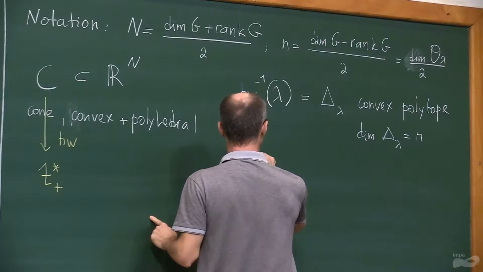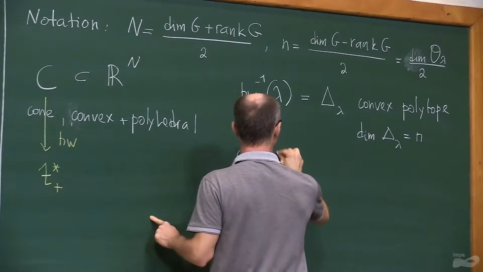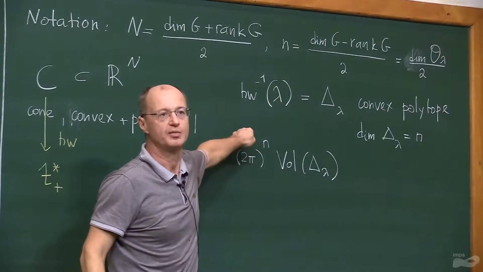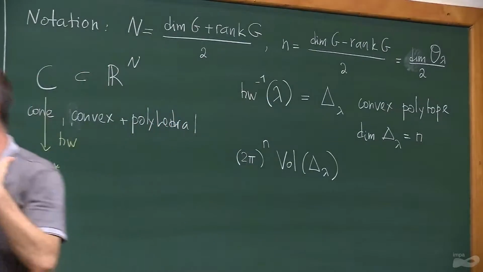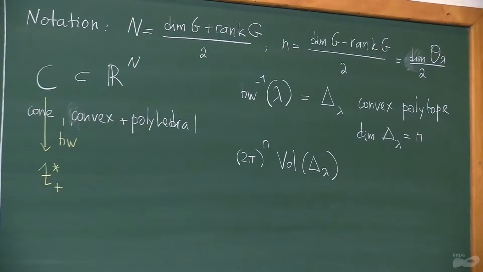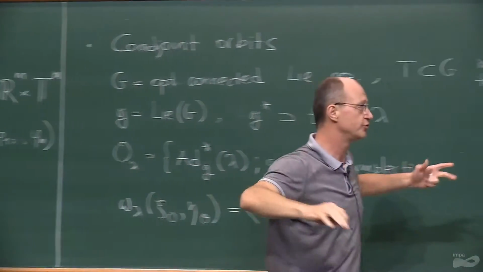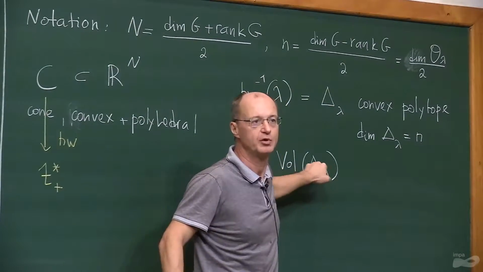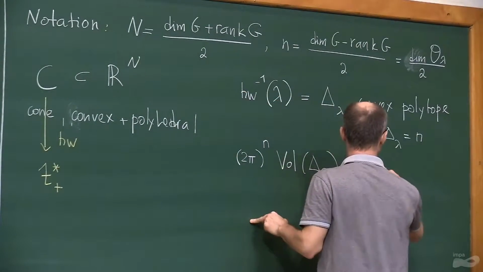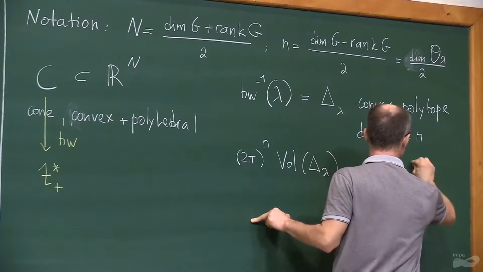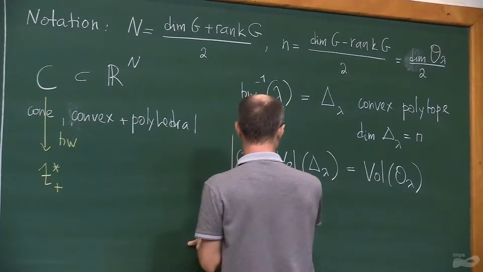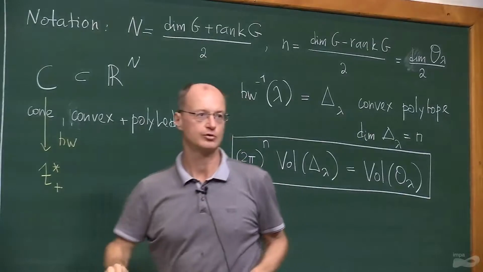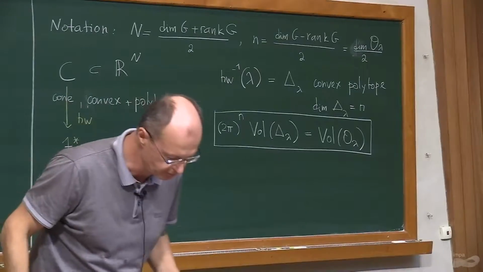And so we have the following equality. 2 pi to the power n, which of course comes eventually from the volume of the torus on the future chart, multiplied by the Lebesgue volume of the polytope, exactly equals the volume of the coadjoint orbit. So there will be a cone with this property.